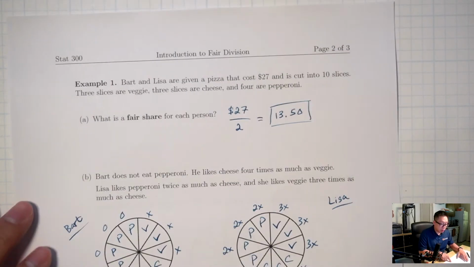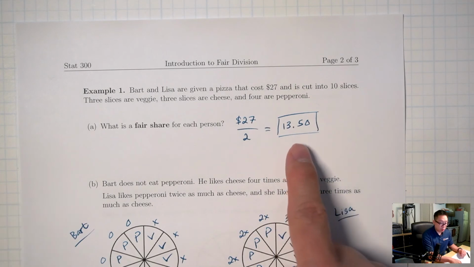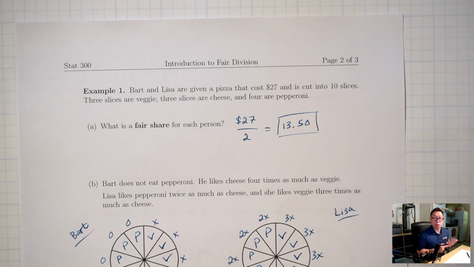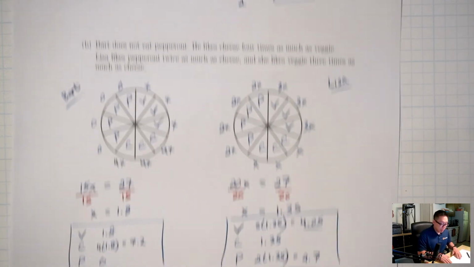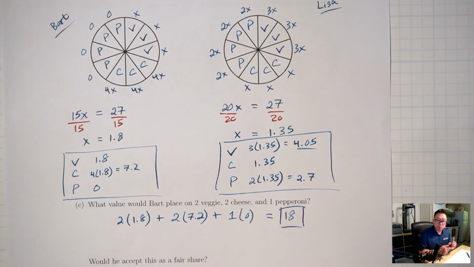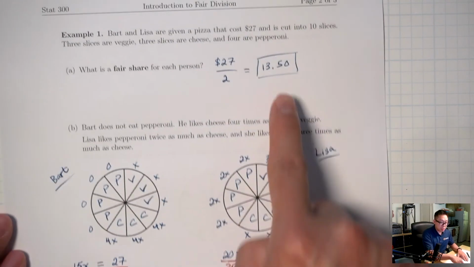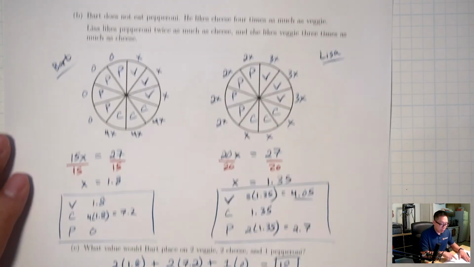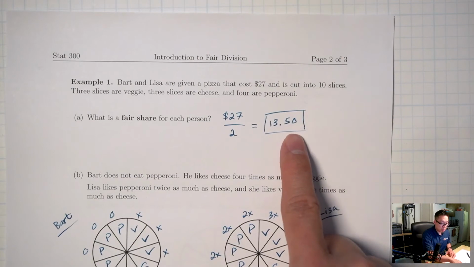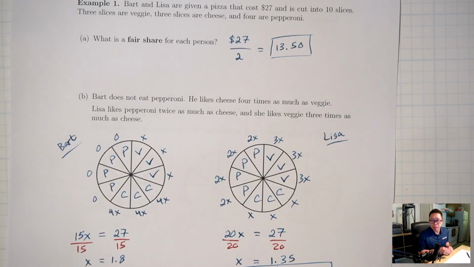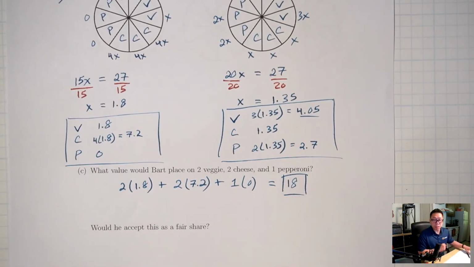So his fair share, right, is 13.5. So this, remember, meant that's how much pizza he deserves. So in his eyes, he deserves $13.50 worth of pizza. If we gave him 2 veggie, 2 cheese, 1 pepperoni, would he be happy? Yes, he would. He would be very happy because in his eyes, he got $18 worth of pizza. So he got more than what he deserves. So as long as what we give him is more than the fair share, they should be happy. So yes, he would accept this as a fair share.